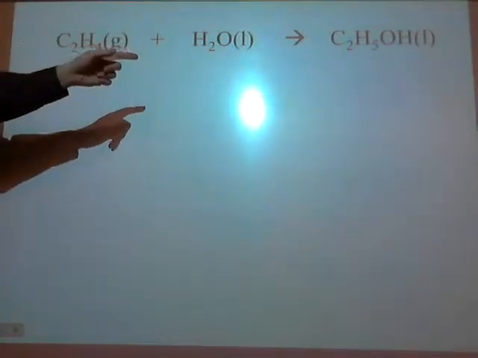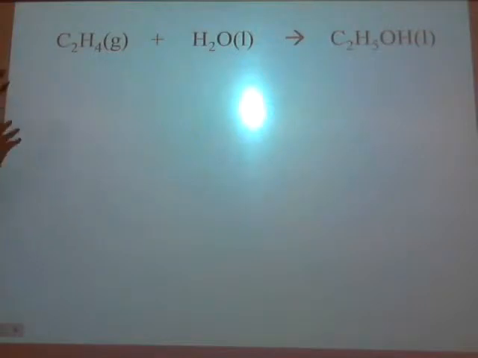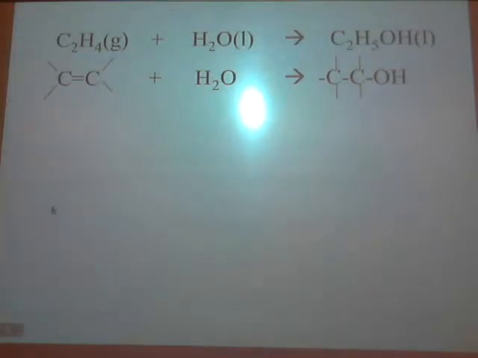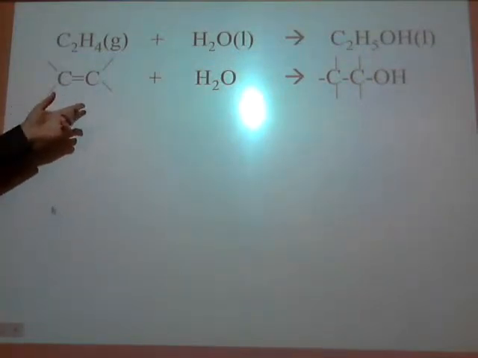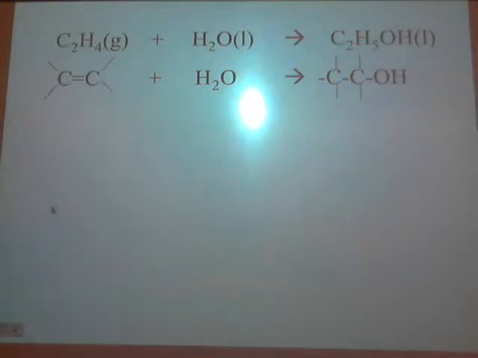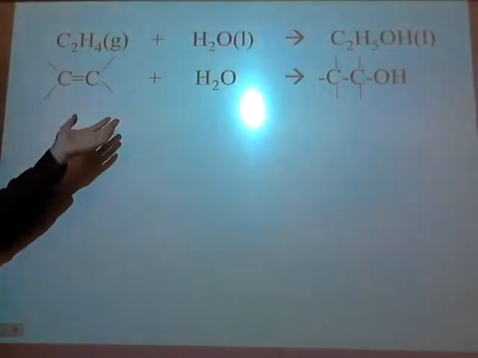C2H4 plus water yields C2H5OH could also have been written about 2 months ago like this. Oh, don't bring that back. Wow, what? Well, you're done with organic chem. Yeah, but we're not done with organic chem. That's an organic chem reaction. No, yes, it is. No, it's not.